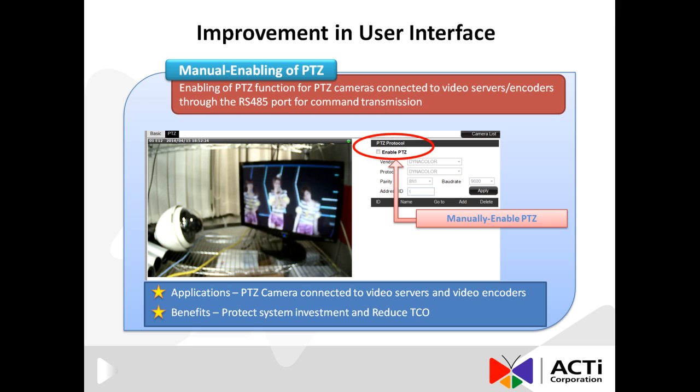Once the PTZ function is enabled, users can control the pan, tilt, and zoom functions of a camera through the RS-485 port by utilizing common protocols such as Pelco-D or Pelco-P. This function is applicable in situations where the PTZ camera is connected to a video server or a video encoder. It also benefits SIs in terms of their investment protection and reducing their total cost of ownership, since the PTZ camera now does not need to be replaced or fixed with other solutions.